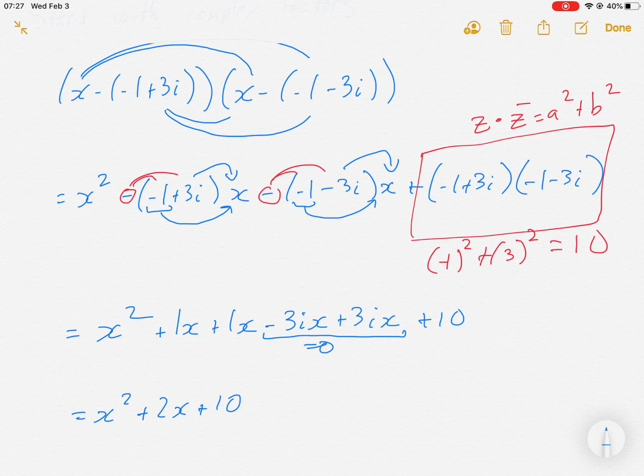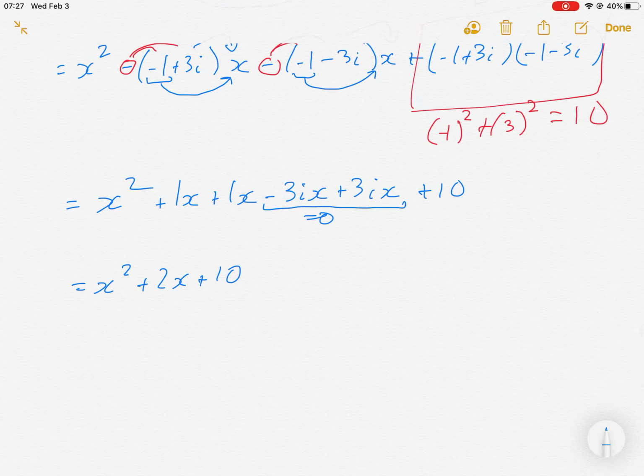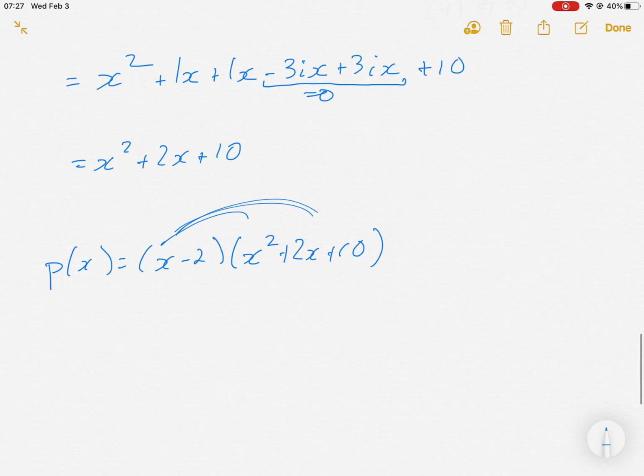So this was a little bit involved, but as you start to see the pattern, as you do more of these, it will become a little bit easier. Just know that the imaginary part should cancel out. And then also we can use the fact that I used up here, that the complex conjugate times the complex number is a squared plus b squared. So it's x squared plus 2x plus 10. Now I'm not quite done because the polynomial was x minus 2 and then x squared plus 2x plus 10. So we do have to go one step further.